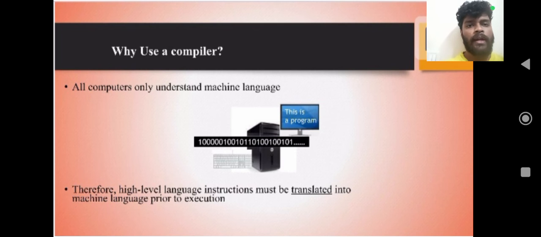Therefore, high-level instructions must be translated into machine language prior to execution. That is, in order to make our programs understood by the computer, we need to convert high-level language to low-level language. So we use a compiler. That is the use of a compiler.